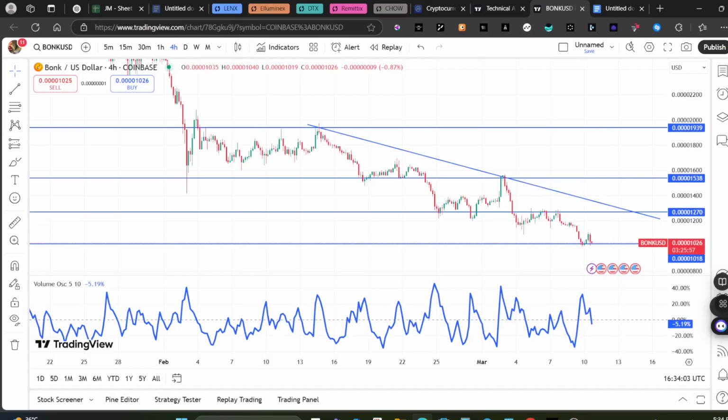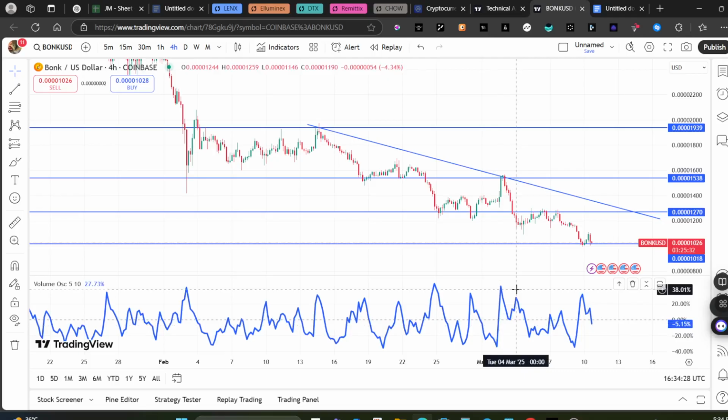Now, let us talk about spotting reversals. A sharp drop in the volume oscillator while price keeps moving in the same direction can signal weakening momentum and a possible reversal. So you might want to watch for confirmation before acting.